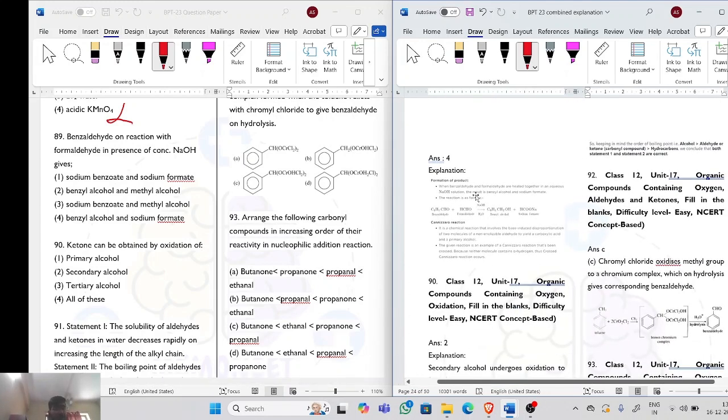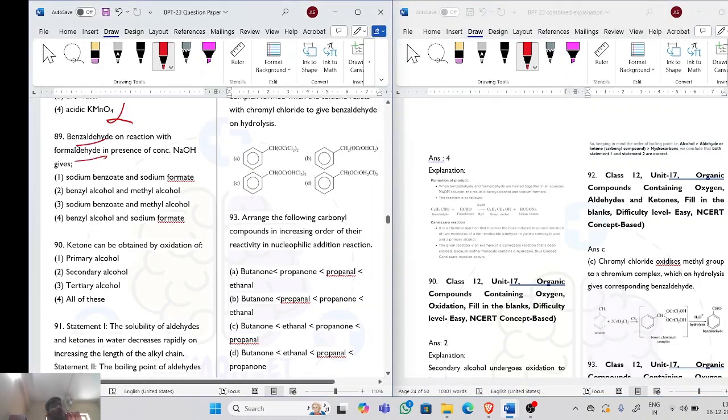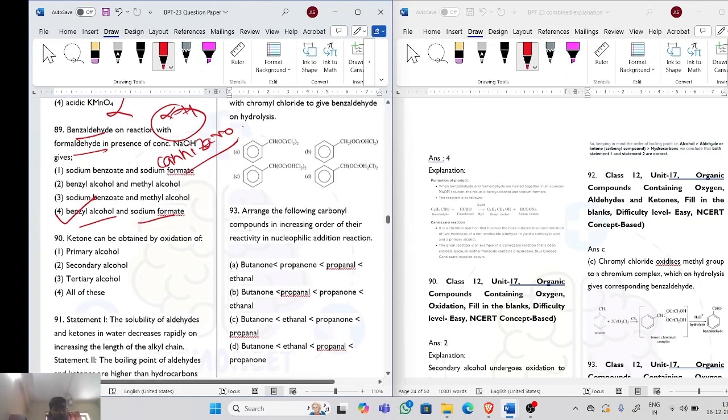Now question number 89. Benzaldehyde on reaction with formaldehyde in presence of concentrated NaOH gives. We can directly say that in benzaldehyde and formaldehyde there is no alpha H. Hence Cannizzaro reaction will occur. In Cannizzaro reaction, one product is oxidized and another product is reduced. So directly we can say option number 4 is our correct answer, because here alcohol is reduced and this is oxidized to formate ion.